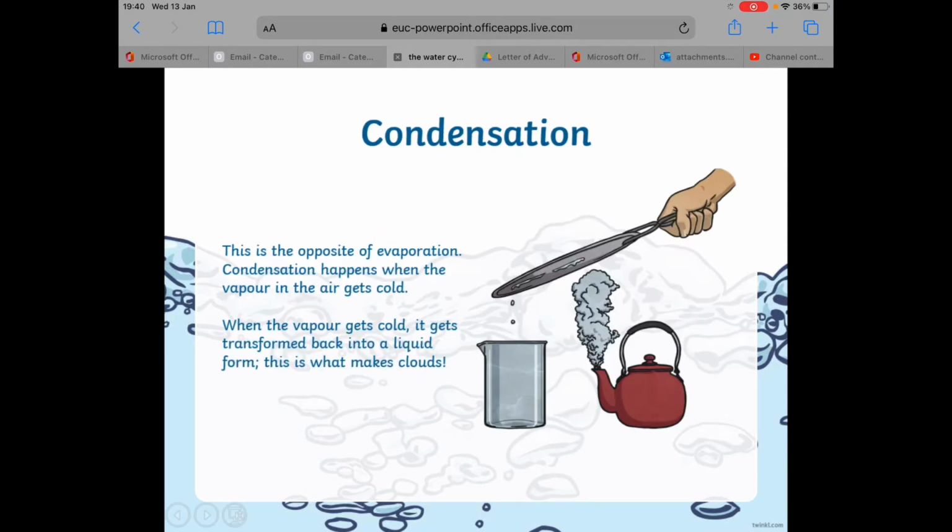Condensation is actually the opposite. That is when we see the water vapour in the air changing back into a liquid. And that's when the air gets cold, or the water vapour in the air gets cold, and transforms back into a liquid. Actually, that's what you see when you're looking up at the clouds, just droplets of water.